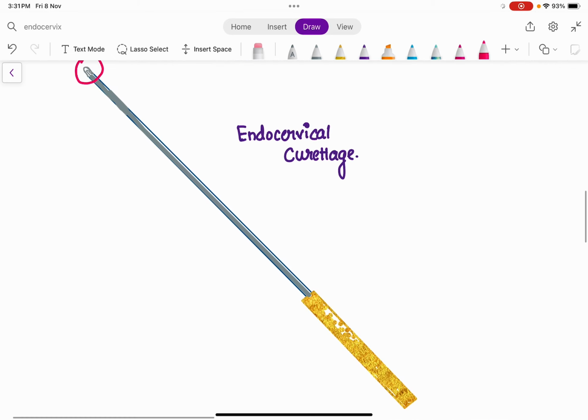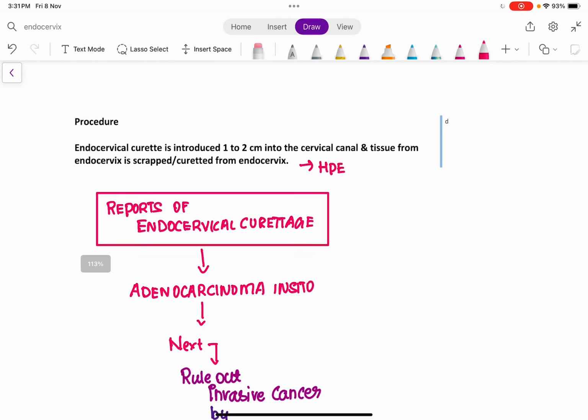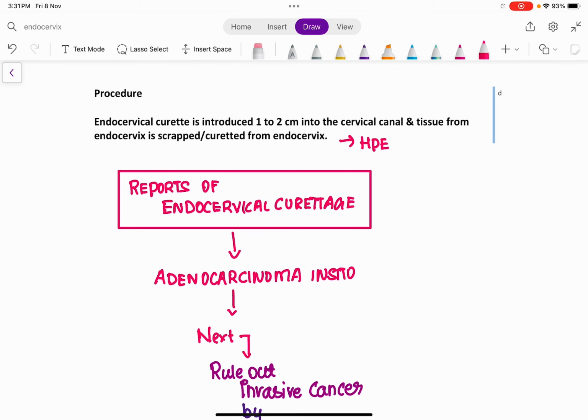So this image which you see here is the endocervical curette. What is the actual procedure of endocervical curettage? You're going to introduce this endocervical curette, and you have to introduce it inside the external os about 1 to 2 centimeters into the cervical canal. Proximal to the external os, 1 to 2 centimeters into the endocervical canal, you introduce this curette, and with the help of the curette, you're going to scrape whatever tissue is present in the endocervix, and you're going to send it for histopathological examination.